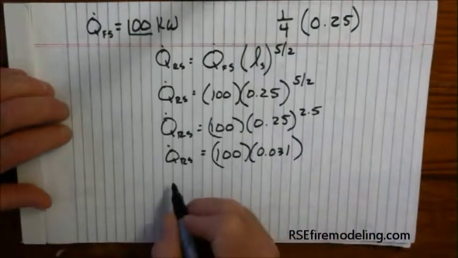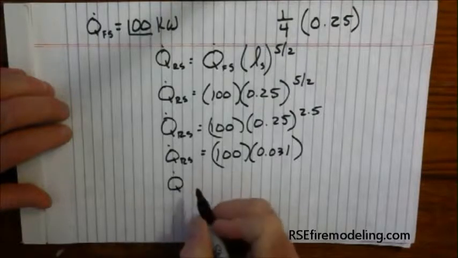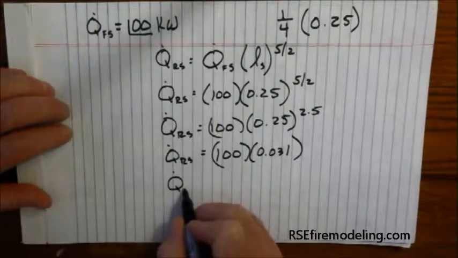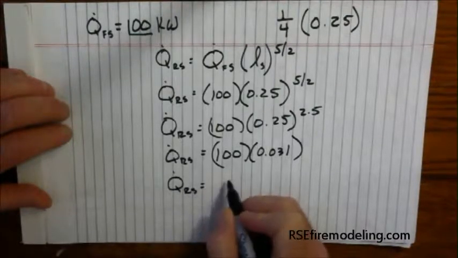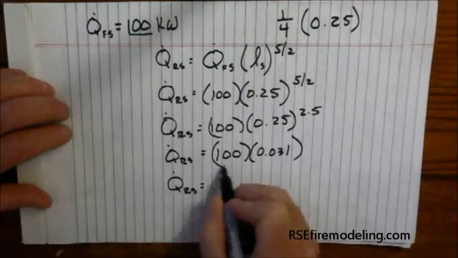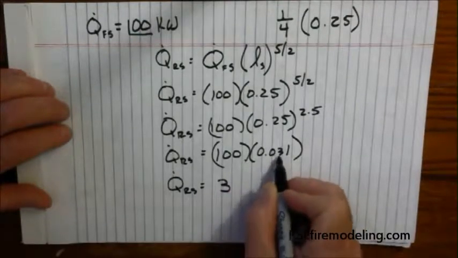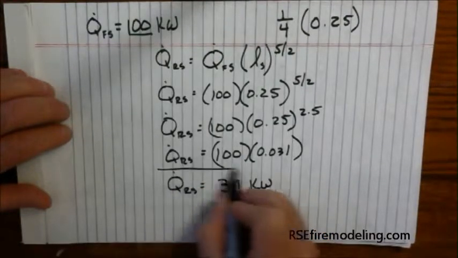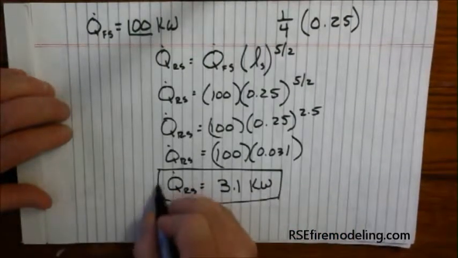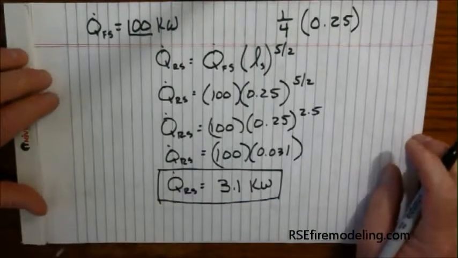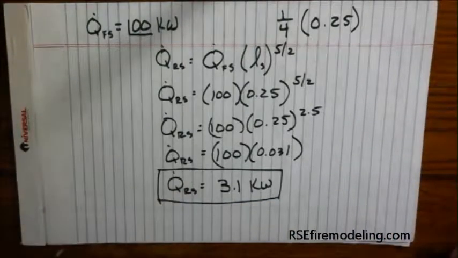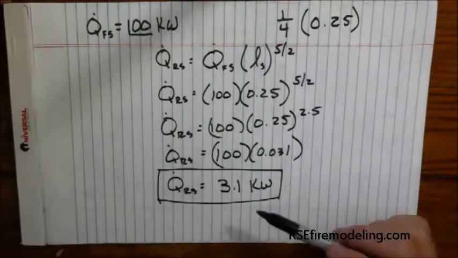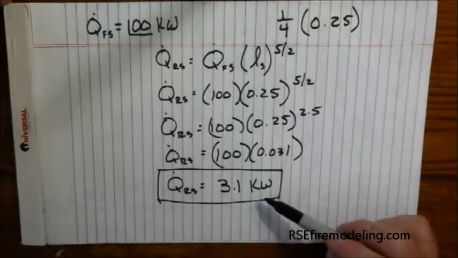Let's finish up our calculations. The heat release rate for the reduced scale enclosure is equal to approximately 100 kilowatts times 3%, or 3.1 kilowatts. When we build our fuel package for our reduced scale enclosure, working on the concept of burn time, we would have a fuel package that is approximately 3 kilowatts.